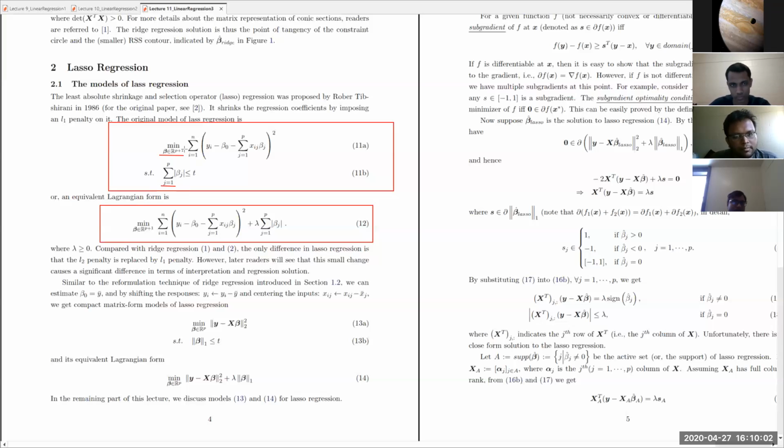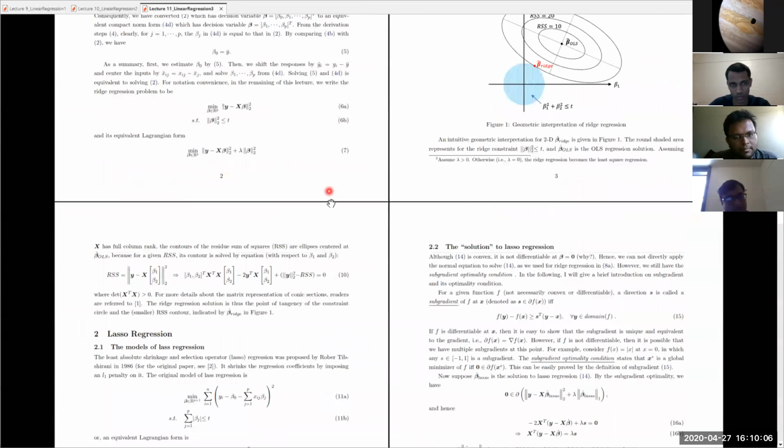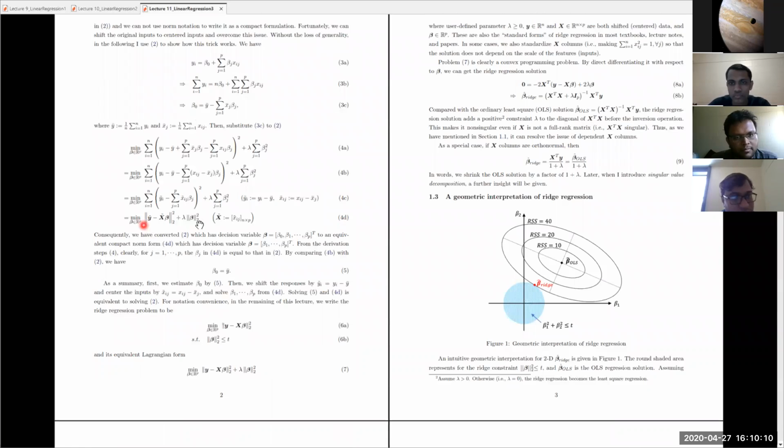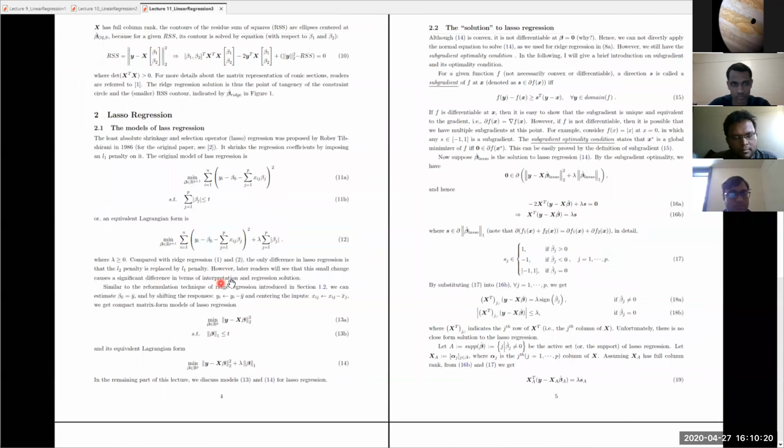So how to handle the beta 0? I'm going to use exactly the same method here. All the formulation is going to be exactly the same. The only difference is that this beta J is going to be the absolute value of beta J without a square, and hence this is going to be the one norm of beta, okay? And you can write it in this way.